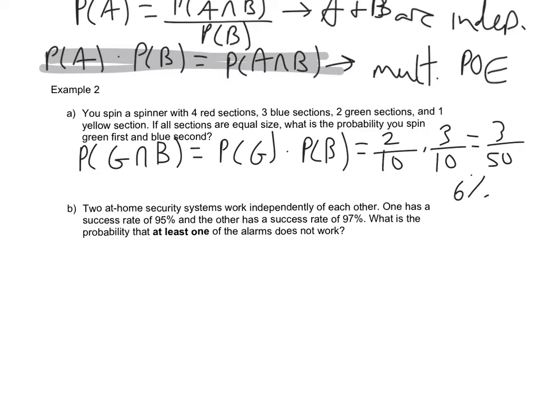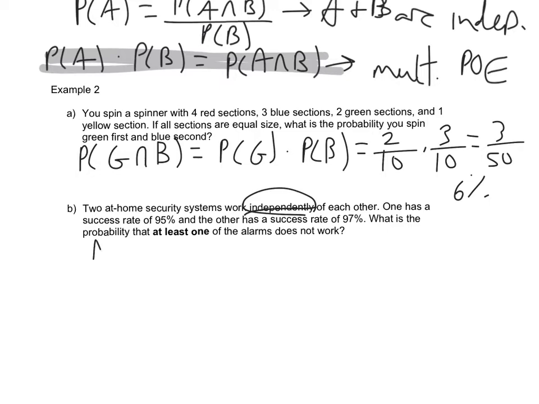Letter B, 2 at-home security systems work independently of each other. One has a success rate of 95%, the other 97%. What's the probability that at least one of the alarms does not work? So to do that, the probability that at least one of the alarms does not work.